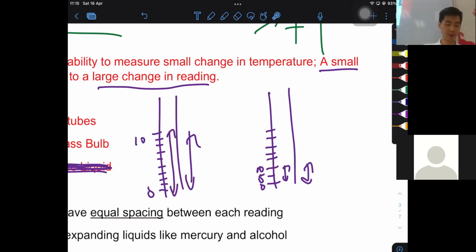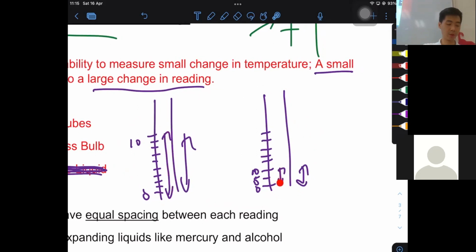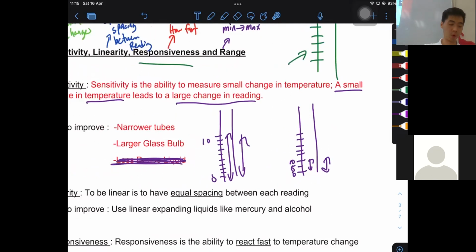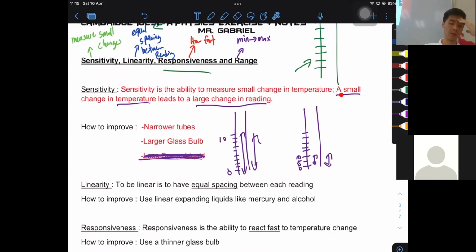But if today I have something that has weaker sensitivity, you'll see that usually the change is much less because it starts with 0, 5, then 10 already. Both of these are a 10 degree difference, but you can see that this one changes much more, this one changes much less, which boils back down to the statement here, guys.